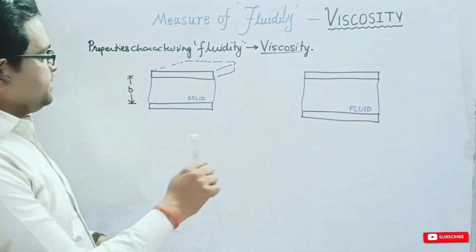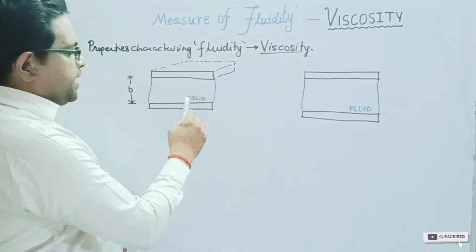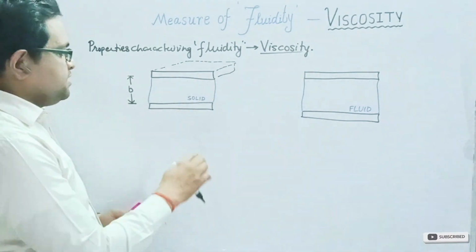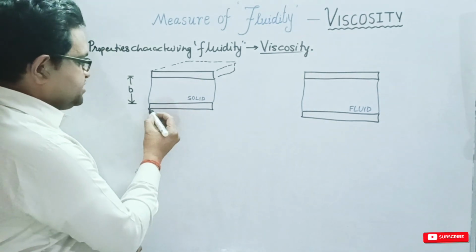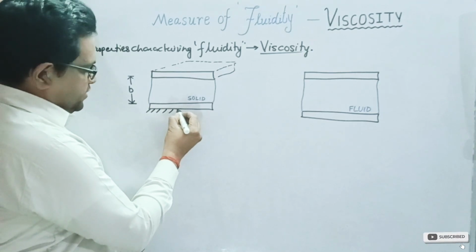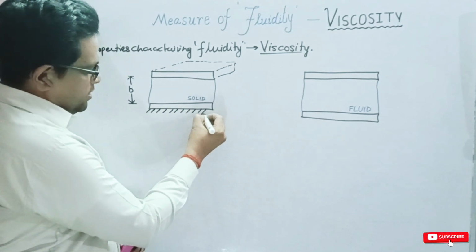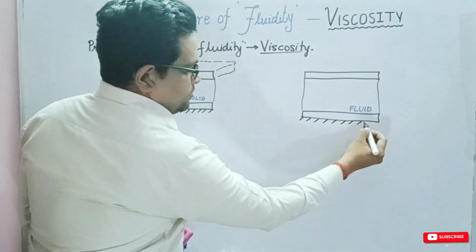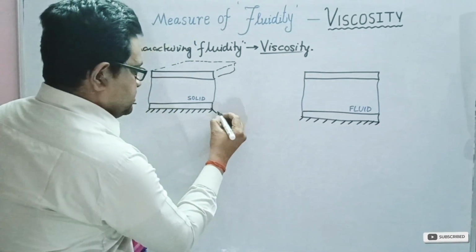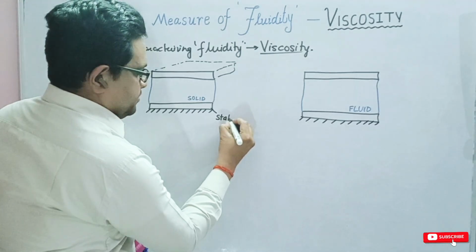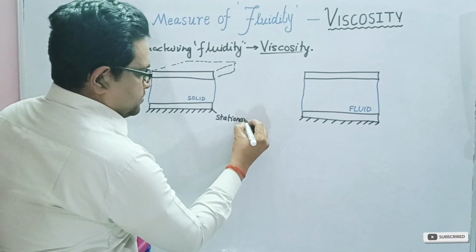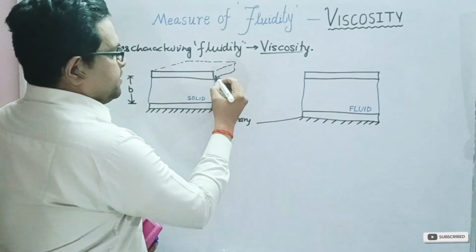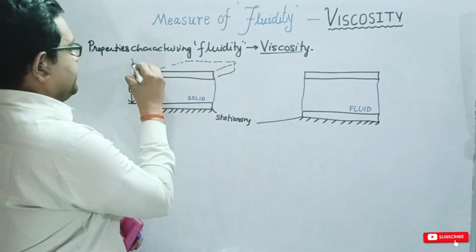Now also, in the two parallel plates considered, the upper plate is movable, whereas the below plate is stationary. So it will be denoted like this. Here also we will denote the same. So this is the stationary plate. This is also a stationary plate, and the above plates are movable. These are movable plates.